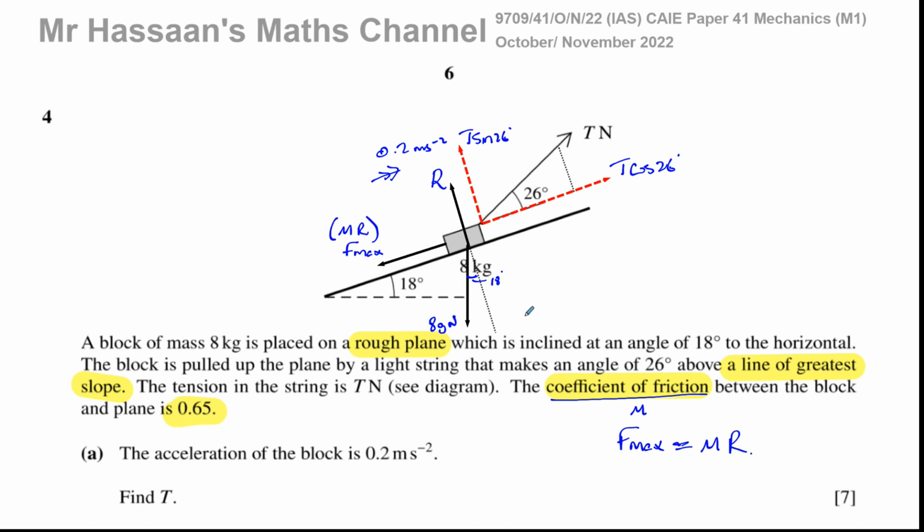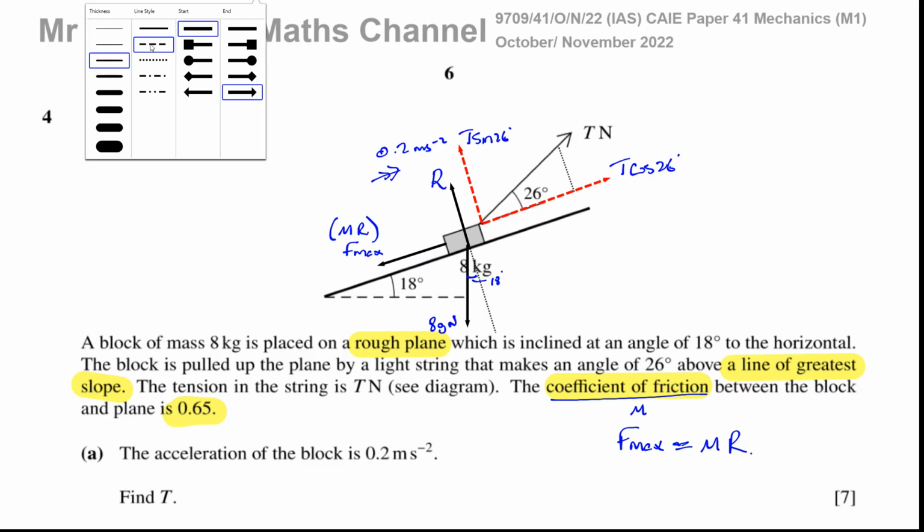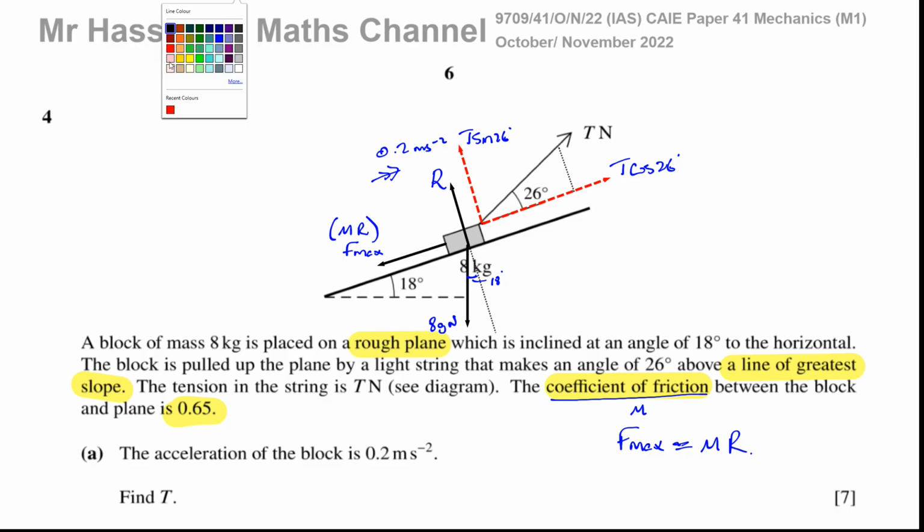Anyway, now we want to resolve these forces in the directions which are parallel and perpendicular to the plane. If I consider this force, the weight, and I want to resolve it in a direction which is parallel to the plane, then I've got to go in this direction over here.